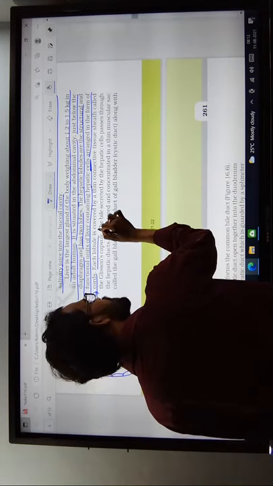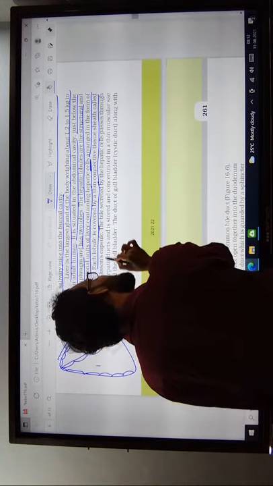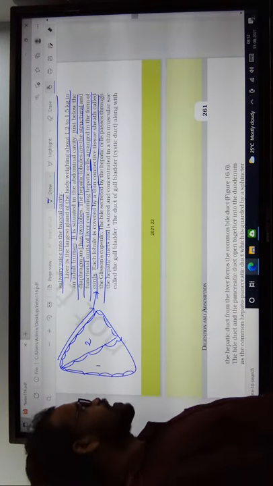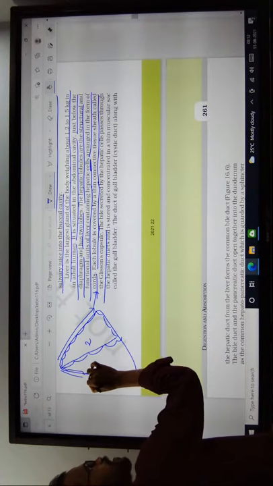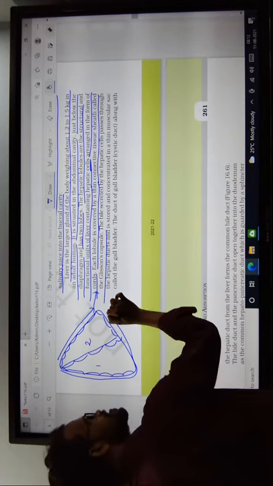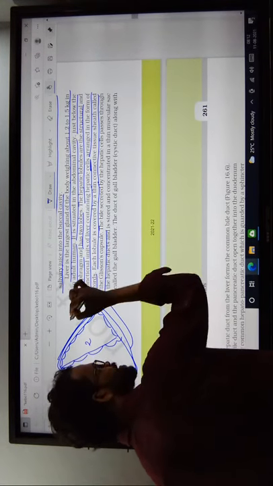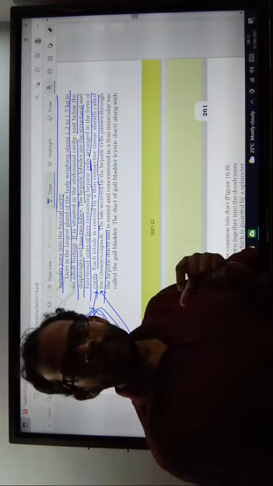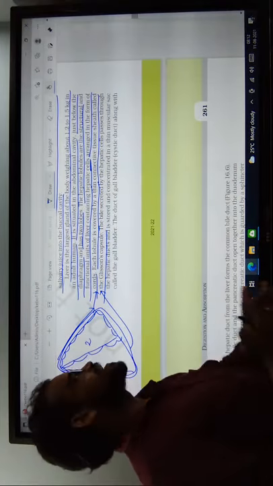Each lobule is covered by a thin connective tissue sheath called Glisson's capsule. Now, each hepatic lobe is covered by a thin capsule. It is known as Glisson's capsule.